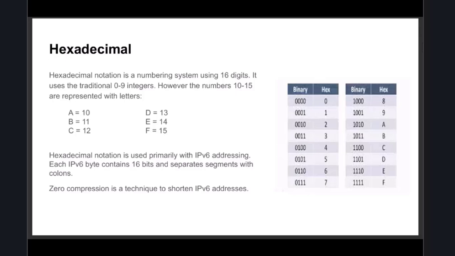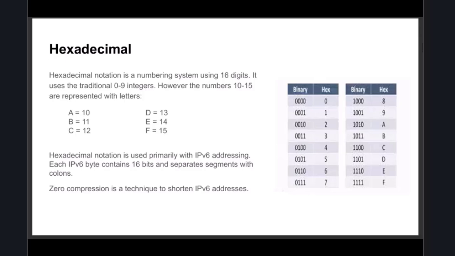With hexadecimal, we have 16 different digit values. We use the same 0 to 9 integers that we use in decimal, but we also use the letters A through F to represent the values of 10 to 15. With hexadecimal, the letter A will equal the value of 10, B is 11, C is 12, D is 13, E is 14, and F is 15.